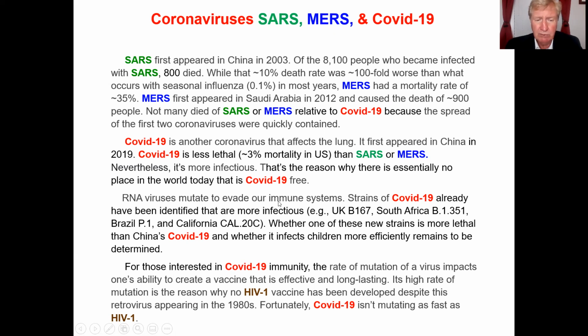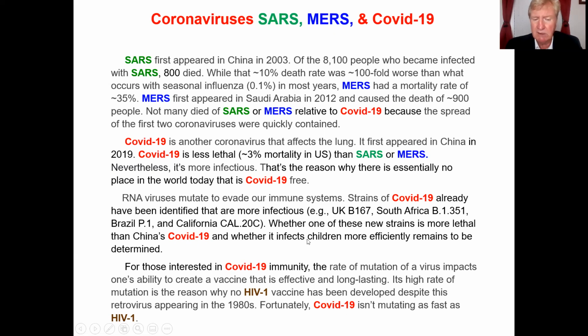Now, RNA viruses mutate to evade our immune system. They're trying to survive, so as we attack, the virus mutates to try to survive. And strains of COVID-19 have already been identified that are more infectious. There's a strain in the UK, South Africa, Brazil, and more recently, California. Whether these new strains are more lethal than China's COVID-19 and whether one or more of them affects children remains to be determined. Now, in my next talk, I'm going to focus on the adaptive immunity to COVID-19.